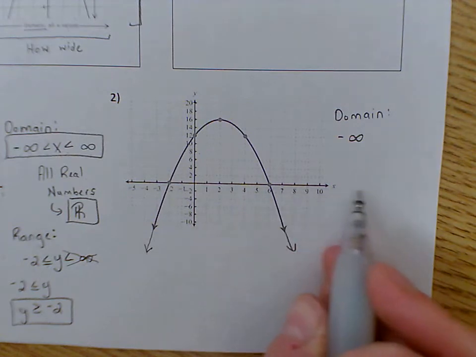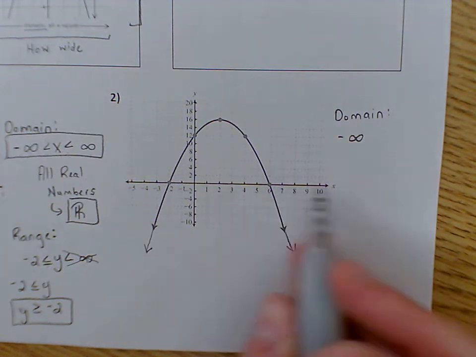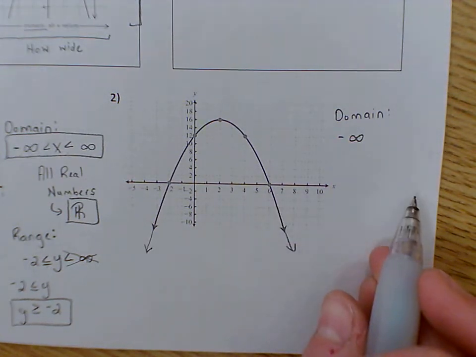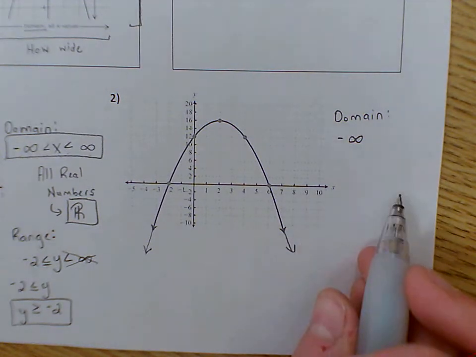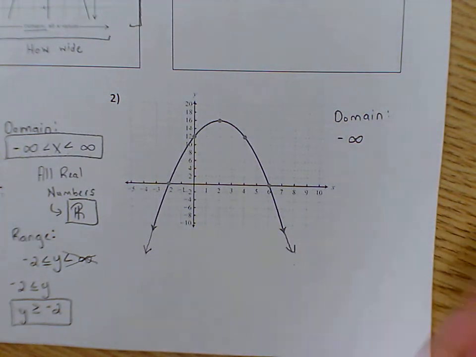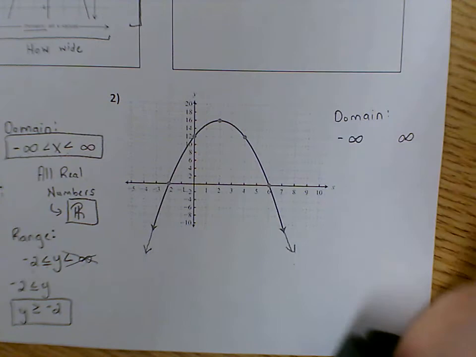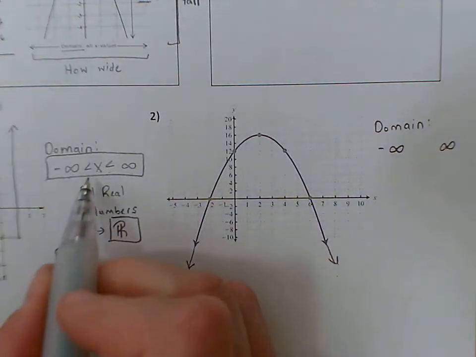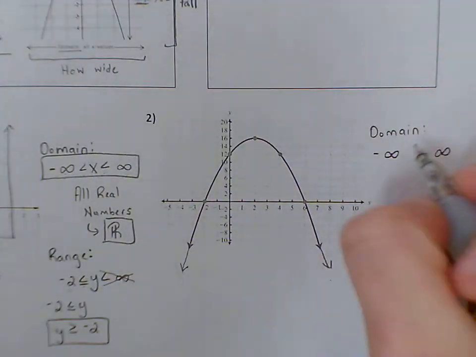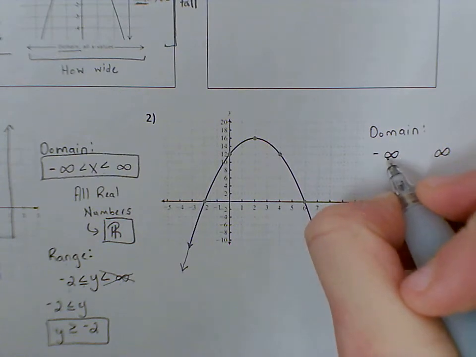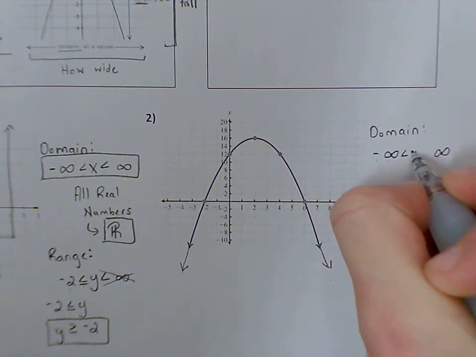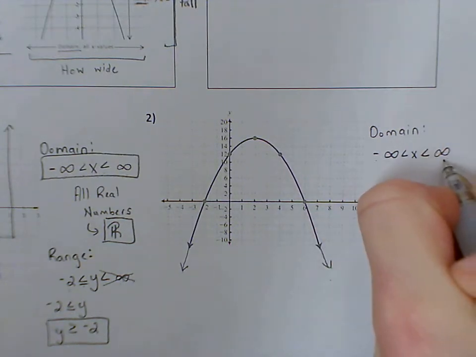Well, if we look at the x-axis and how far right it's going to go, these numbers are positive, so that means it's going to keep going to positive infinity. So this one's going to look the same as the other one. My x values go all the way from negative infinity less than x less than infinity.